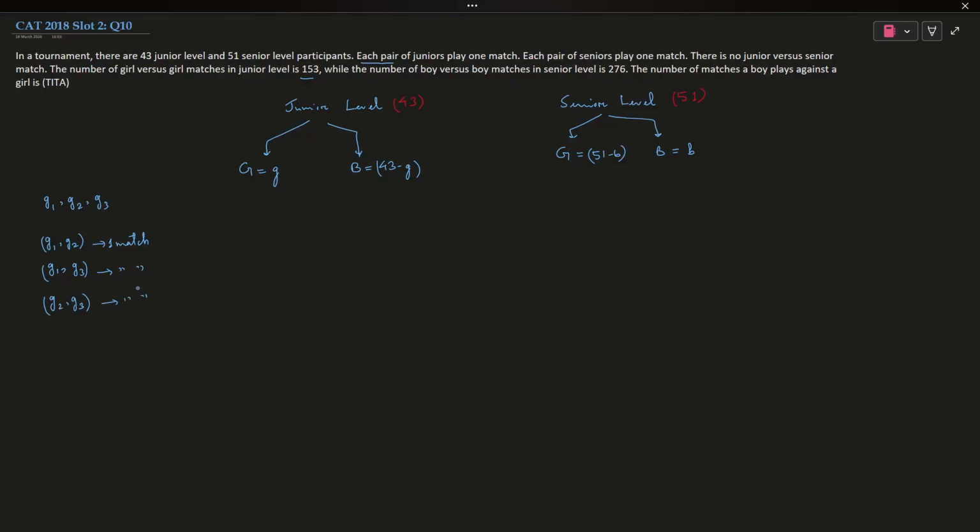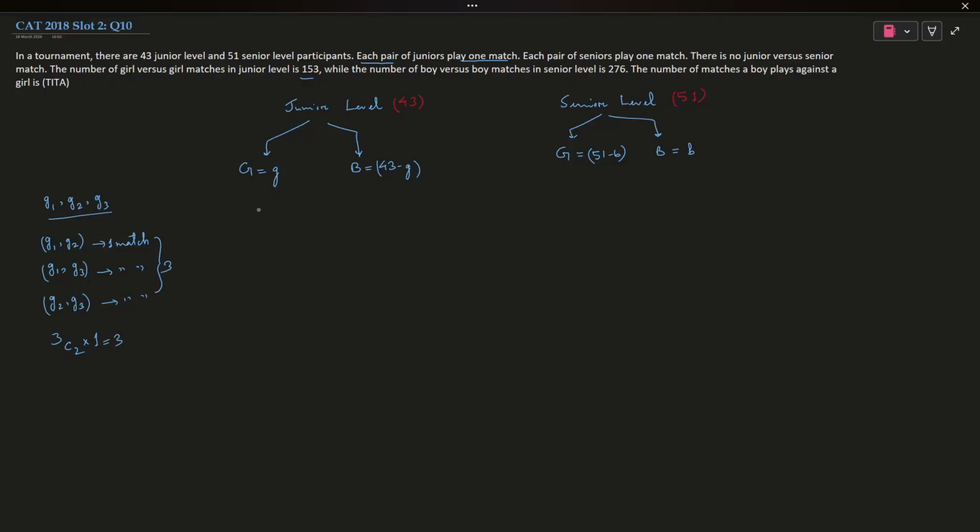And each pair plays only one match, right? So how did I get these pairs? The total number of girls is 3. Out of 3, I need to select any two to form a pair. This gives me the number of matches, but each pair plays how many matches? One match, so into 1. So this will give me the total number of matches. 3c2 is basically 3, so we are getting 3.